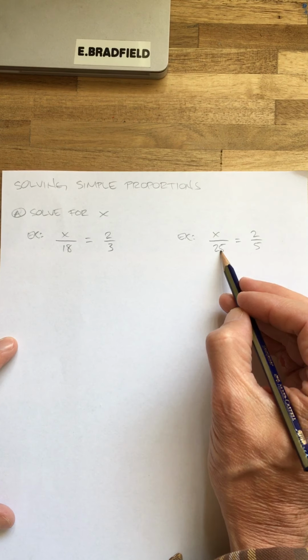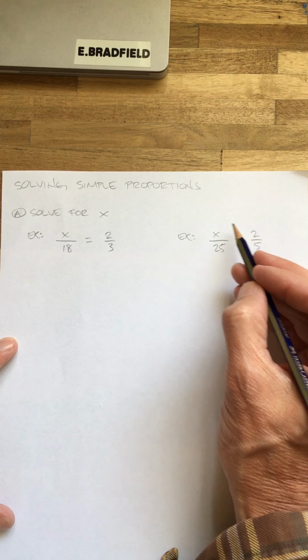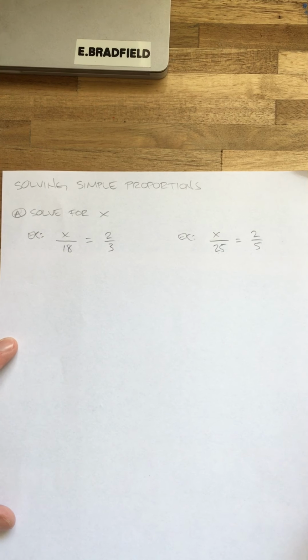Okay, we could do it over here. 5 times what gives you 25? 5 times 5 gives you 25. So 2 times 5 gives you 10, and x is 10. Okay, that's kind of the easy, cheesy way to do it. But what I'm going to do is show you one method that will work no matter what problems we're trying to solve, okay?